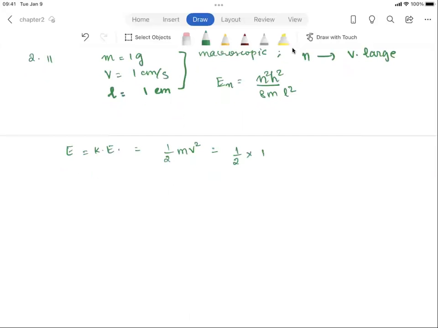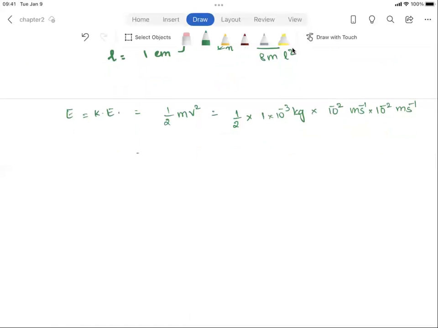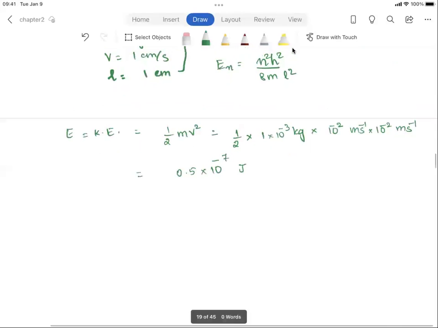And I'm going to convert all of these to SI units. So 1 gram would be 10 to the power negative 3 kilograms, times velocity, 1 centimeter per second, or 10 to the power negative 2 meters per second. That will be m v squared. Now this is going to be 0.5 times 10 to the power negative 7 joules. So that's going to be the energy.